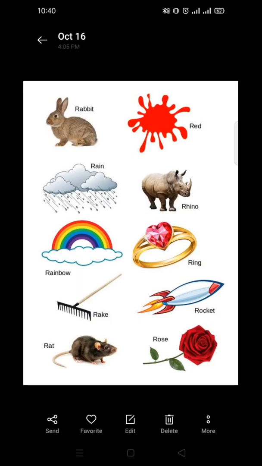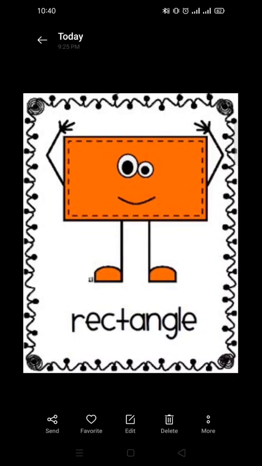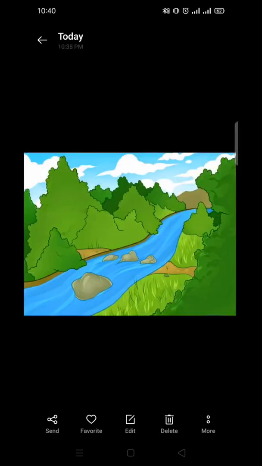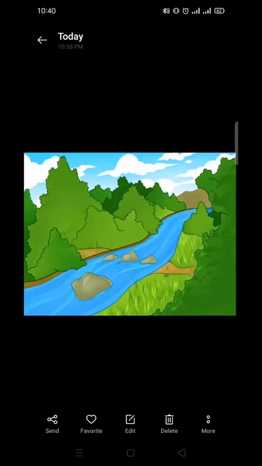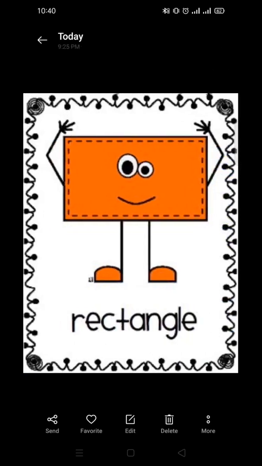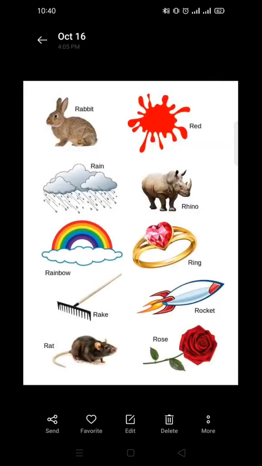Now let's learn some more picture. Yes, today only we have learned the shape rectangle. So R for rectangle. Yes. R for river. R for ribbon. R for radish. Okay, so we have learned so many pictures which are related to letter R. R for radish. R for ribbon. R for river. R for shape rectangle. R for color red. R for rain, rhino, rake, rocket and rose.